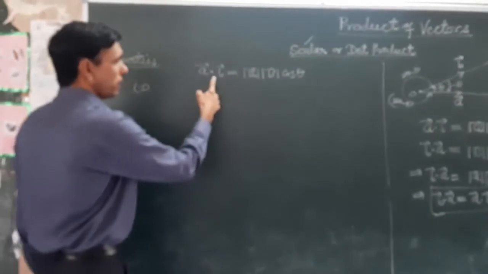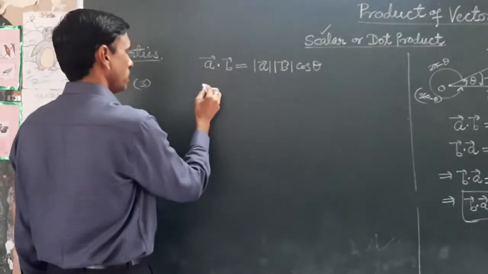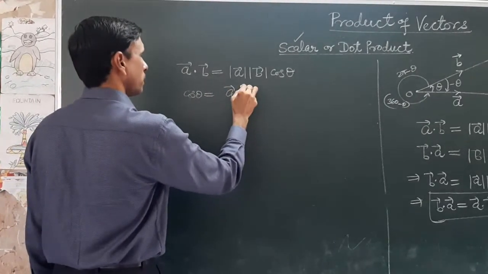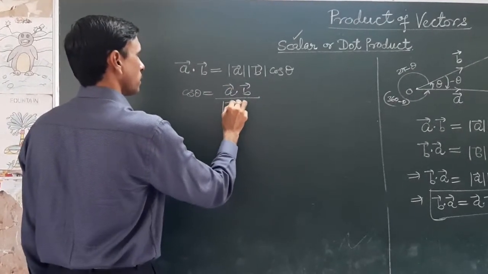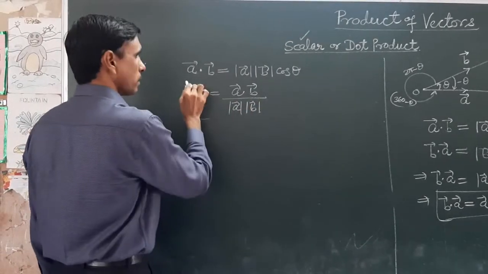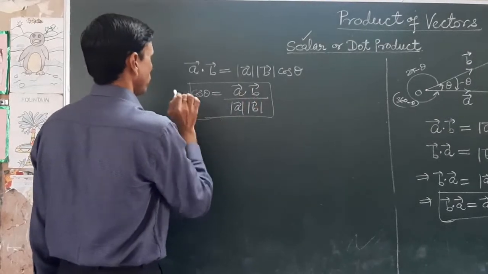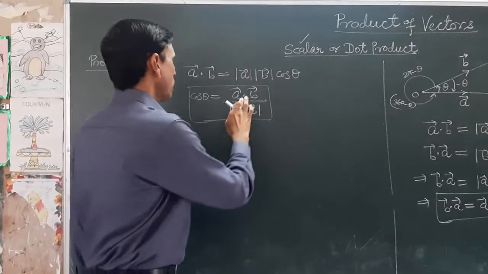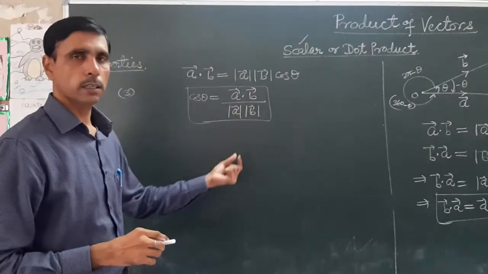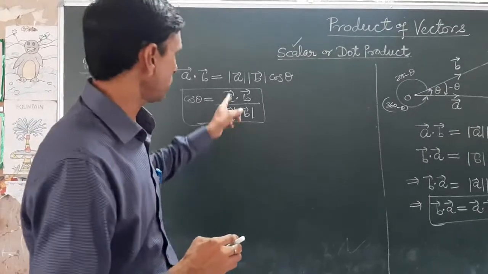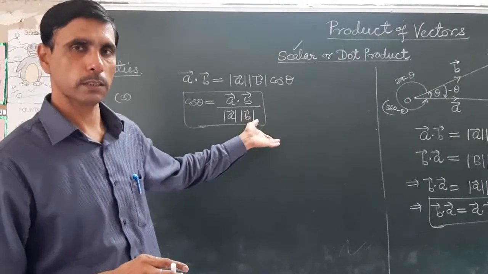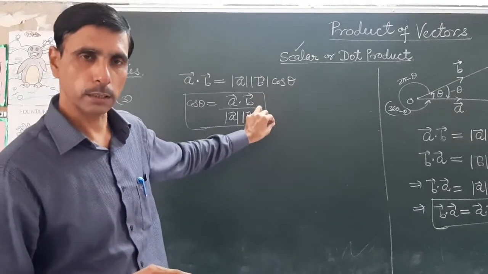Now, A dot B equals modulus A modulus B cos theta. From this a formula for cos theta will also come out. A dot B divided by magnitude A and magnitude B. Set this formula in your mind. Whenever you find the angle between two straight lines, the same expression will come. Angle between two planes, the same expression will come. Angle between two vectors, this same expression. What is it? Dot on top, magnitude below.